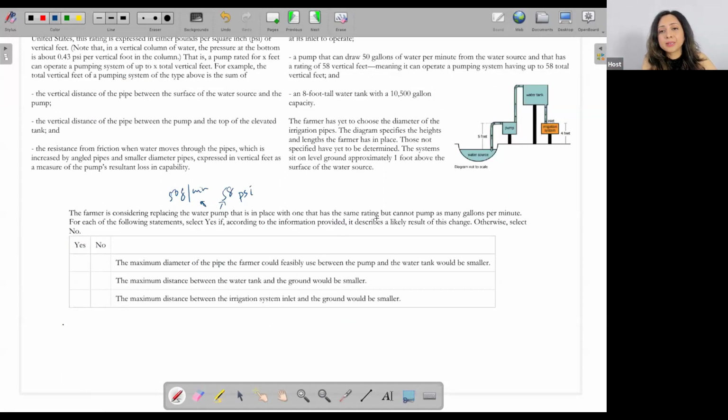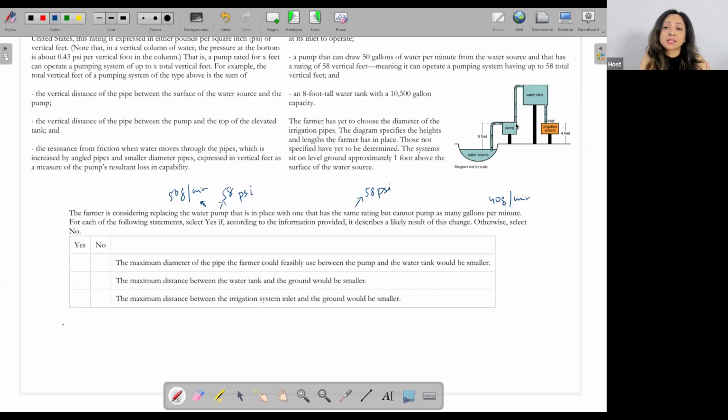With one that has the same rating, which means that the new pump will also have 58 psi, but cannot pump as many gallons per minute. So the amount of water that it is going to pump per minute is going to be lesser, right? So maybe it is going to be, for example, say 40 gallons per minute. We're just assuming any value over here, which means that the power of the pump is lower, right? It is going to bring up lesser water per minute from the water source.